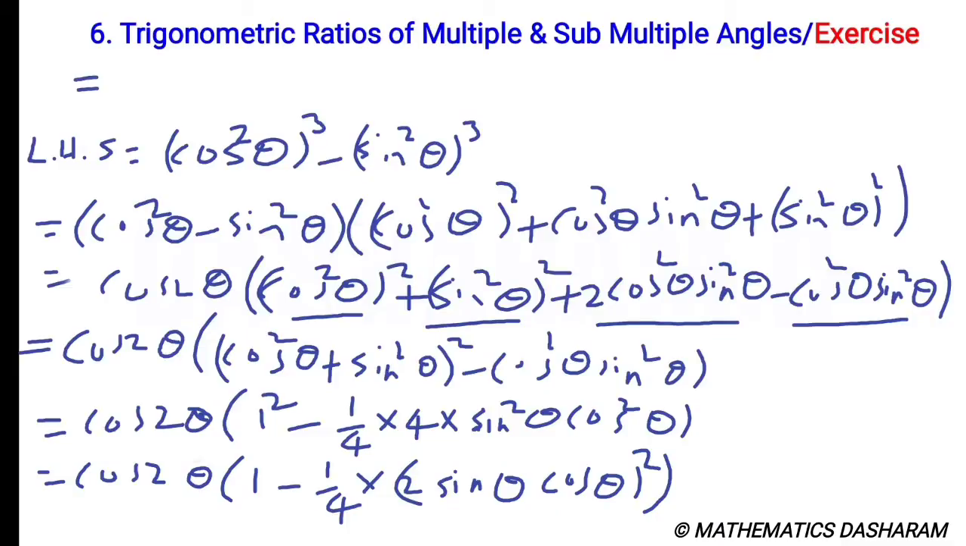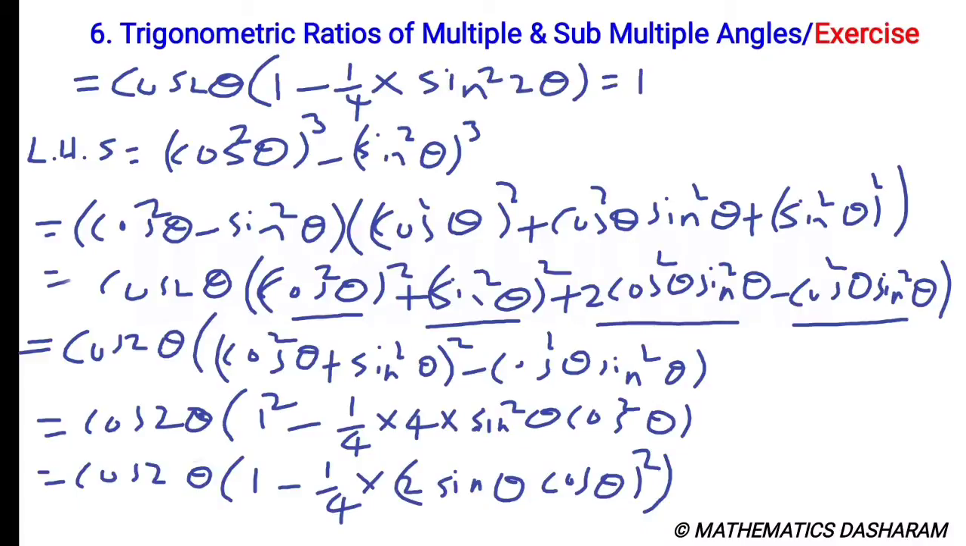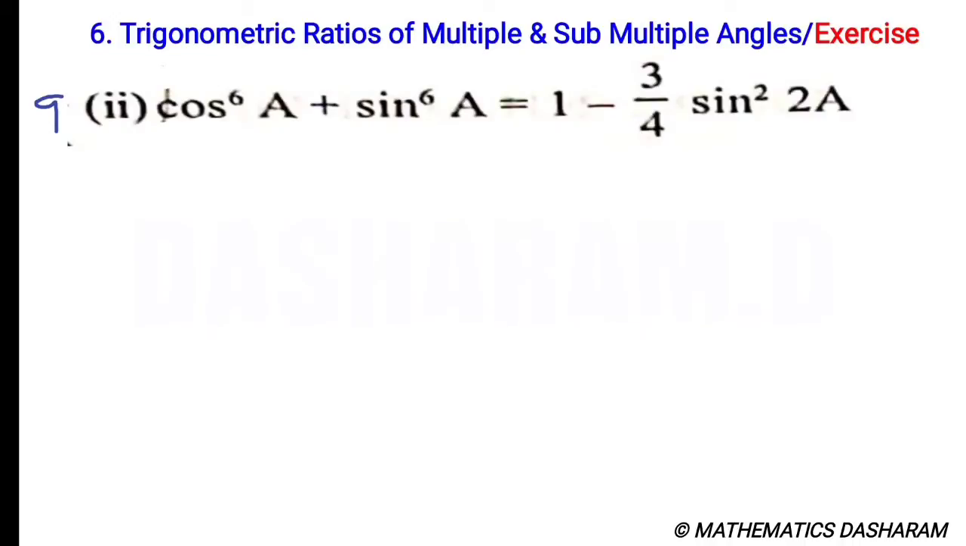So it is equal to cos 2 theta, in the bracket 1 minus 1 by 4 into, say, 2 sin theta cos theta means the sin 2 theta formula. So sin square 2 theta. So it is equal to RHS. So hence proved.